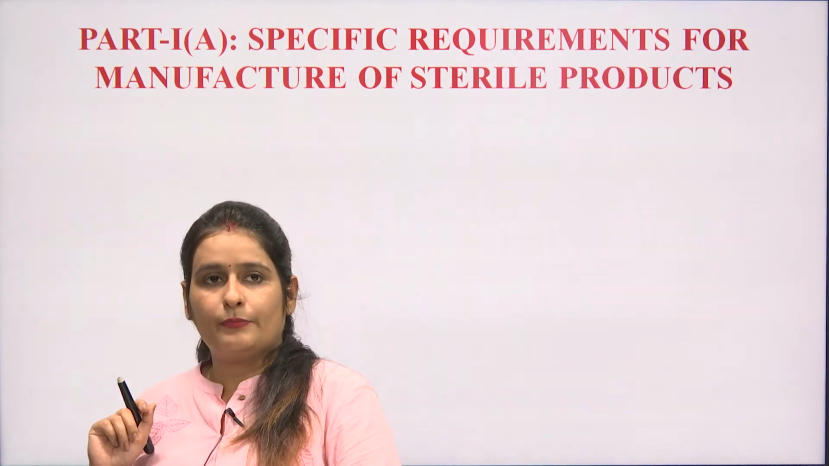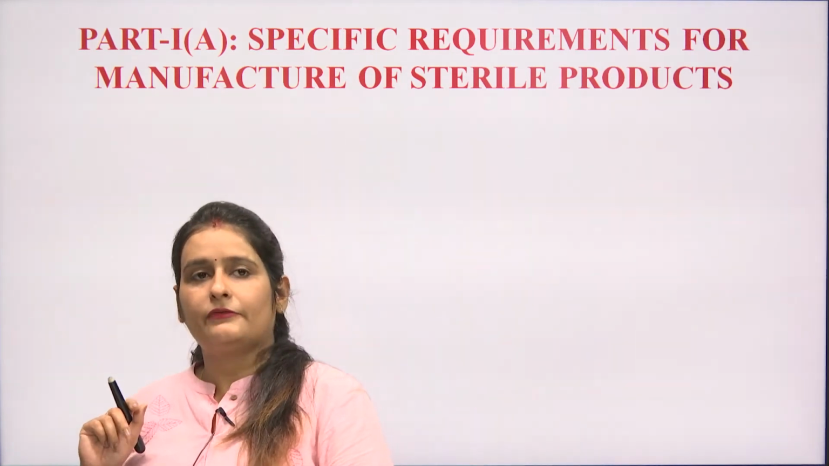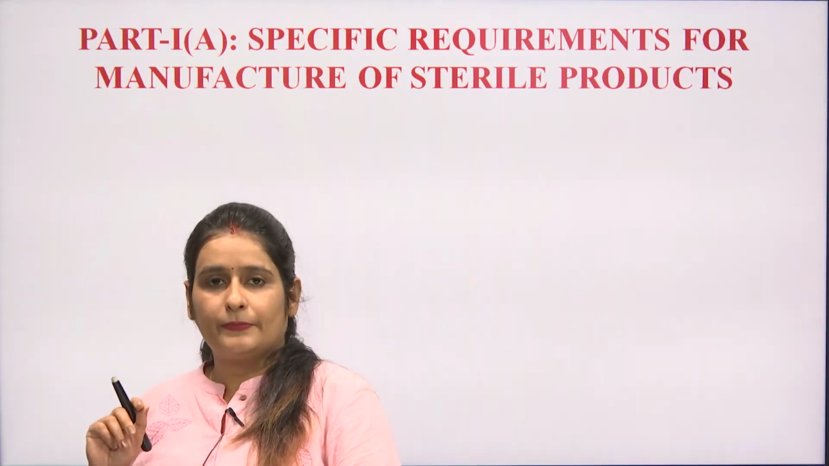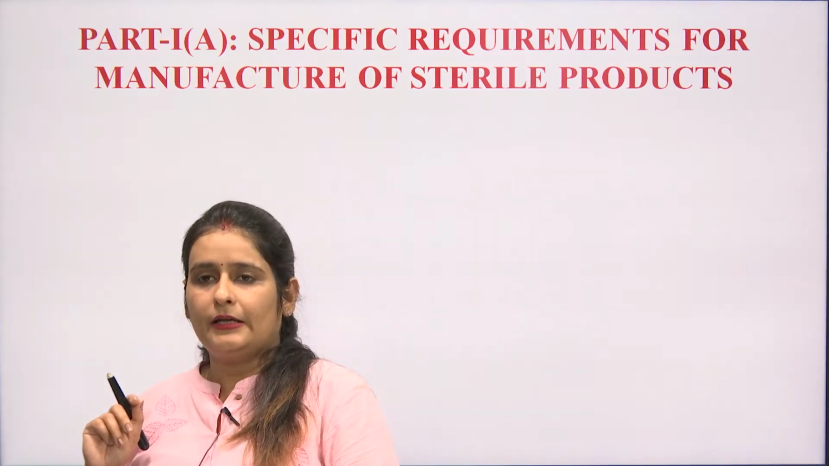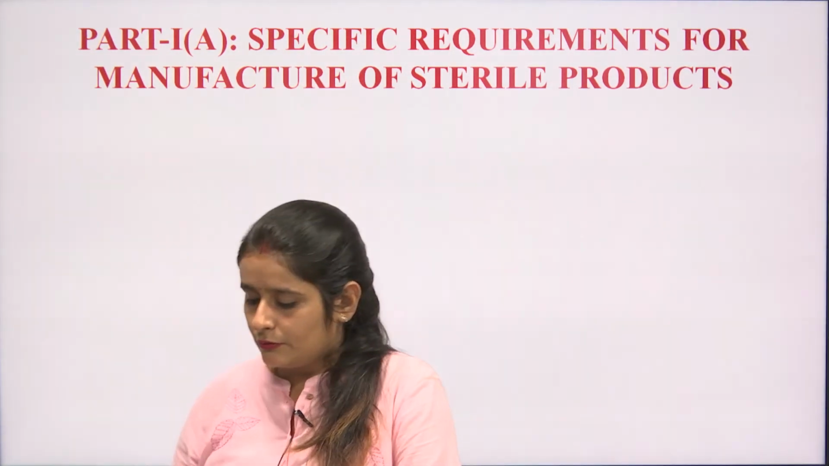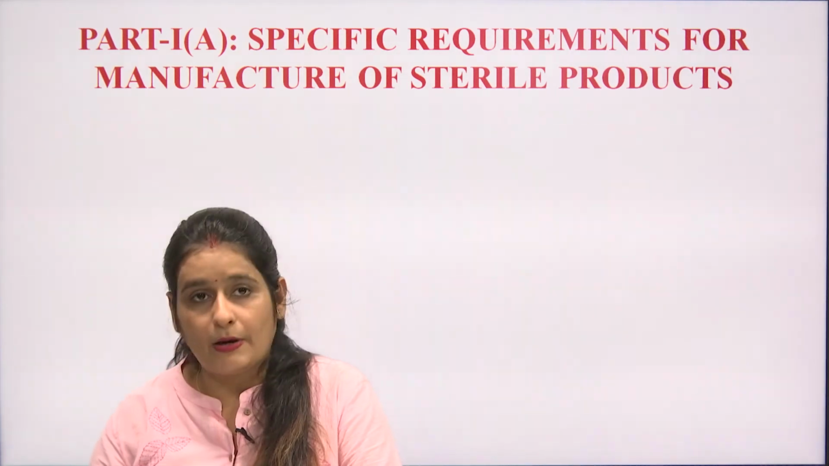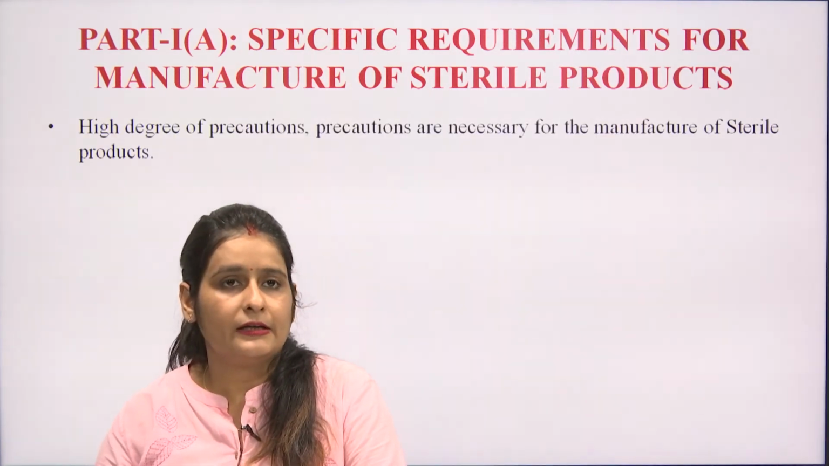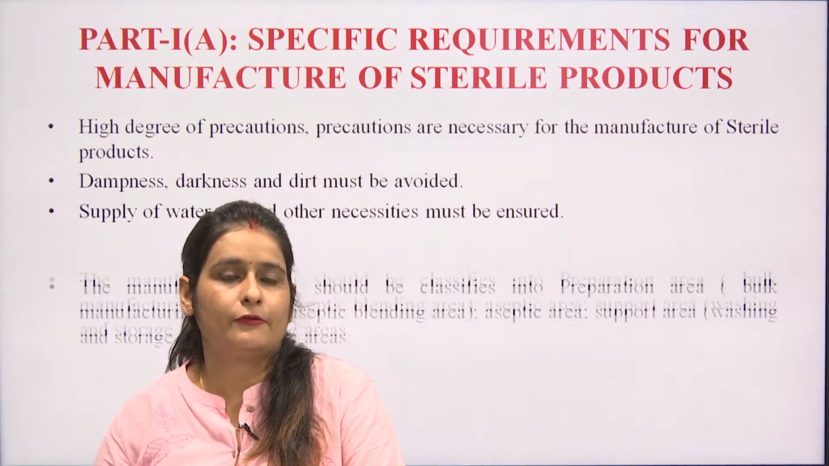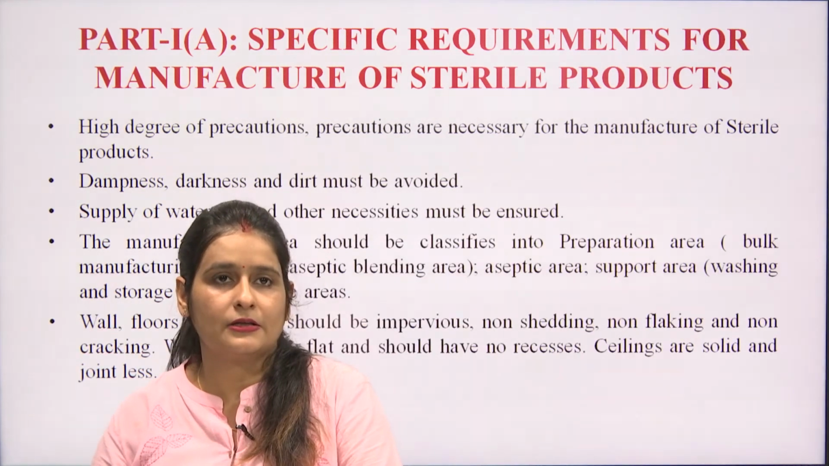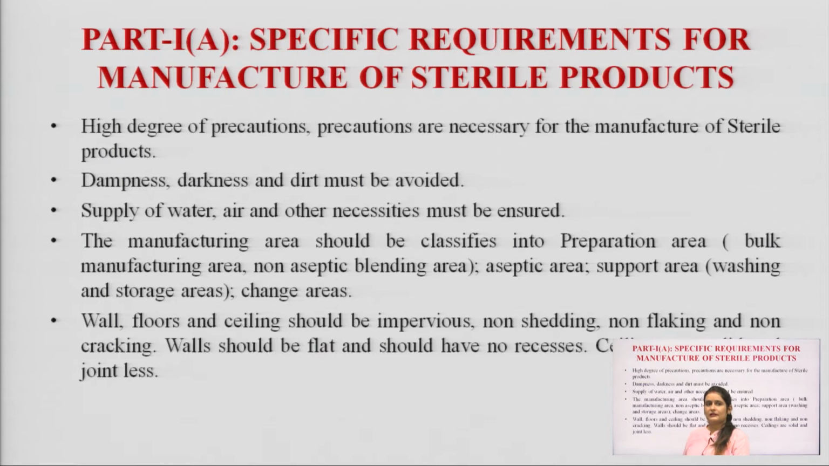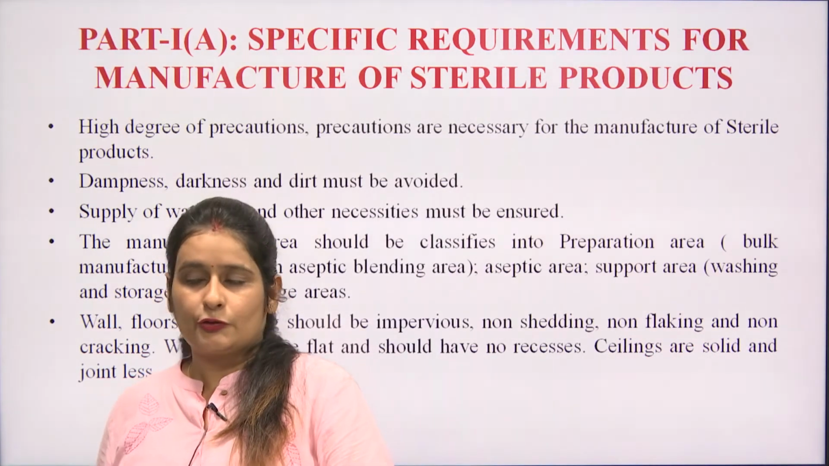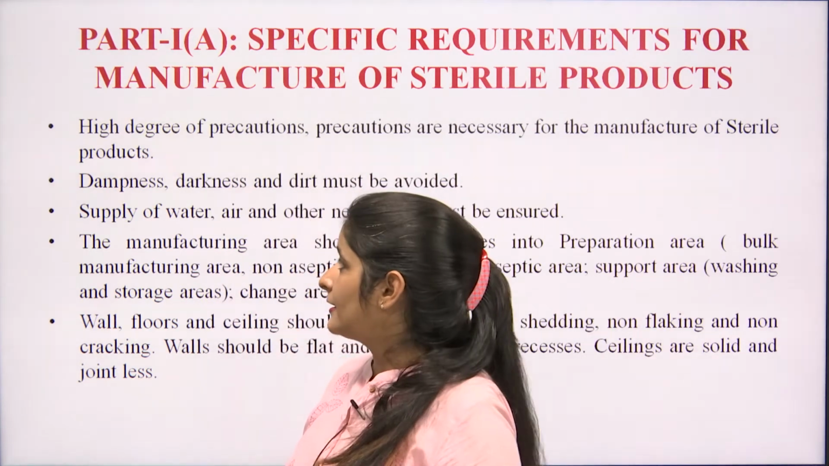Part 1 consists of part 1A, part 1B, part 1C, part 1D, E and F. First we will discuss part 1A. Part 1A consists of specific requirements for manufacturing of sterile products. What are the special requirements for manufacturing of sterile products? As we all know, sterile products should be free from microorganisms.